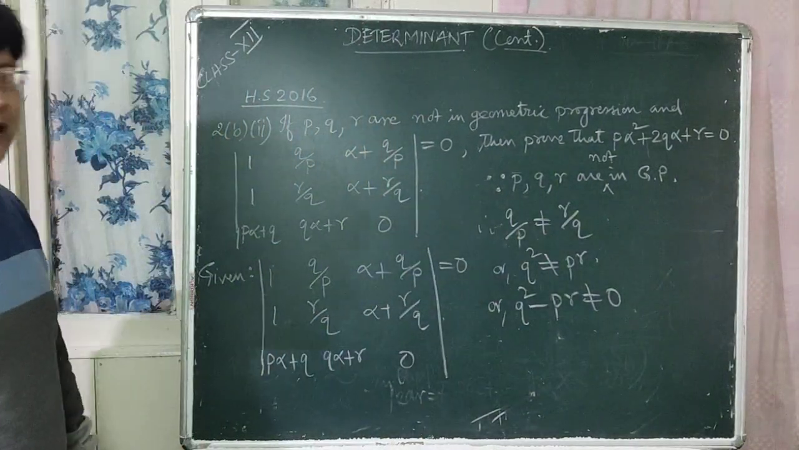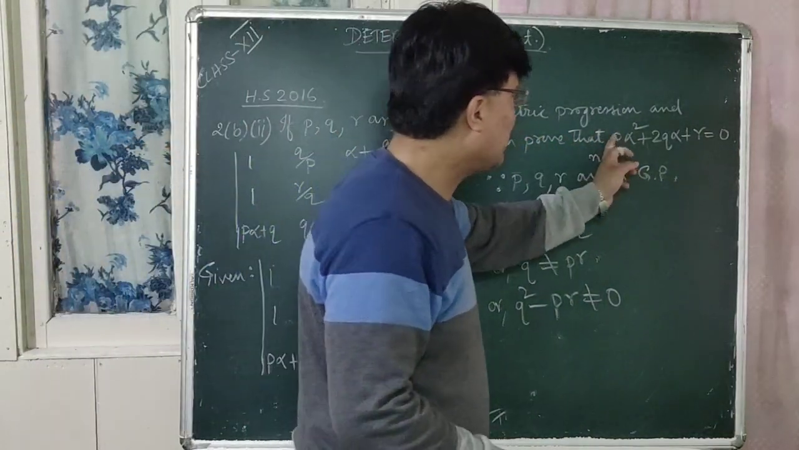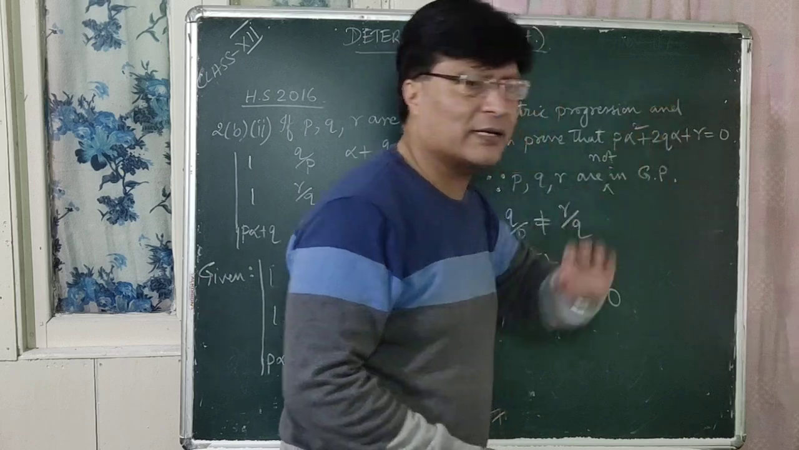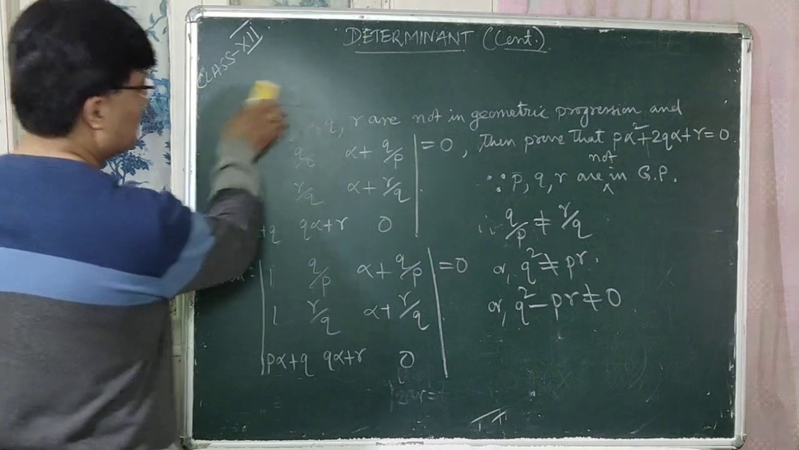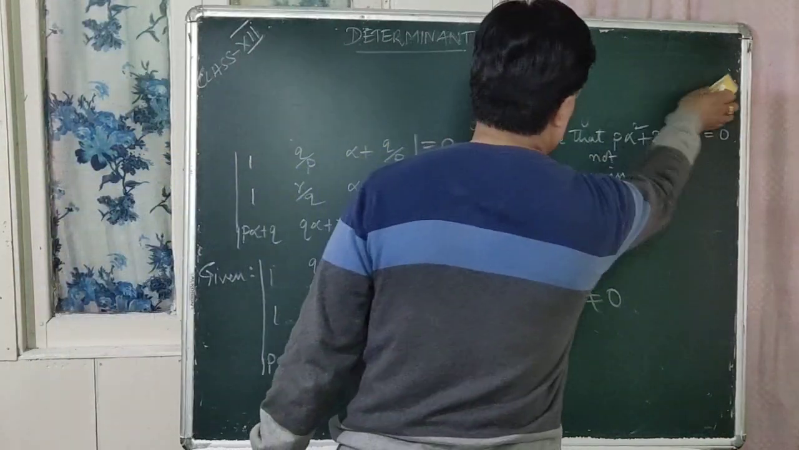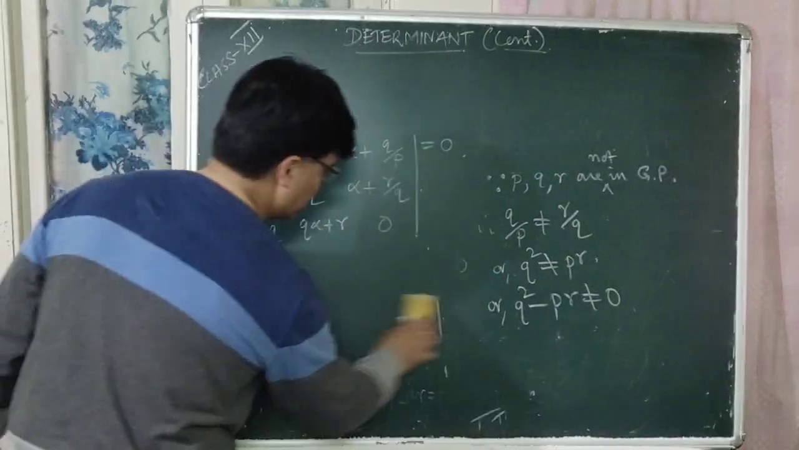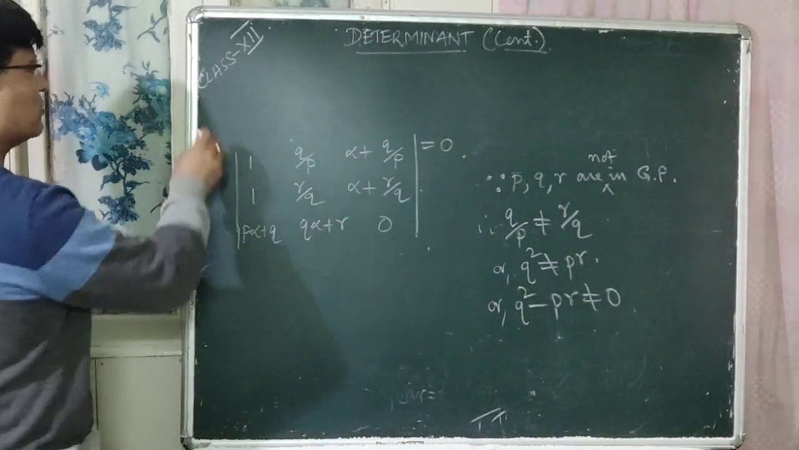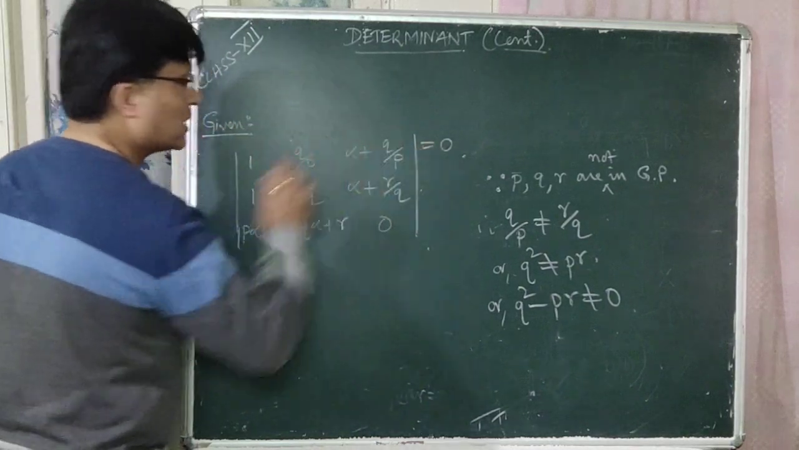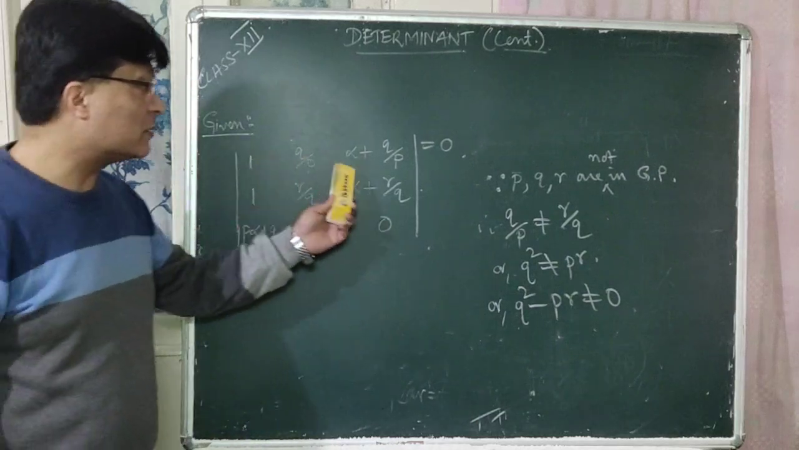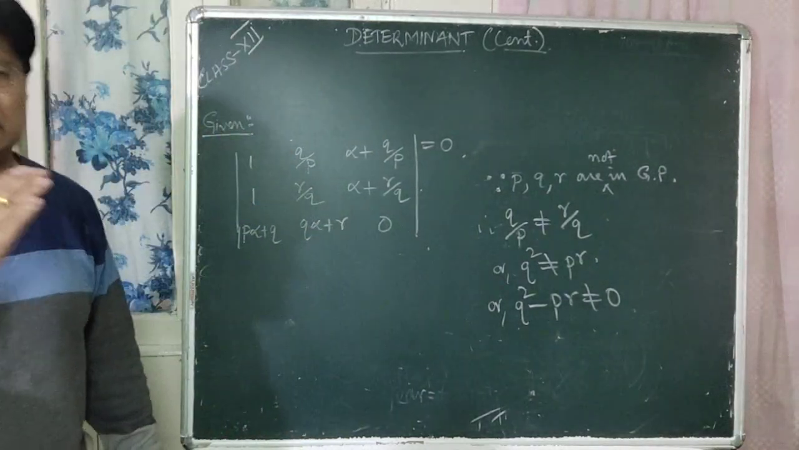Now we will start from this given. This is the given part, isn't it? So from the given you have to prove that P alpha square plus 2Q alpha plus R is equal to 0. So let us write down this given part first, that is, this third order determinant is equal to 0. Now you have to simplify this left hand side determinant.